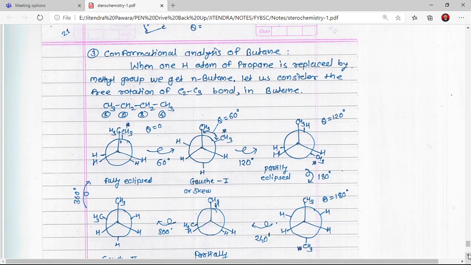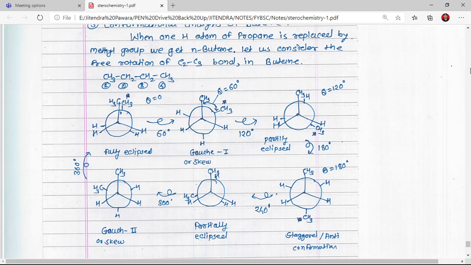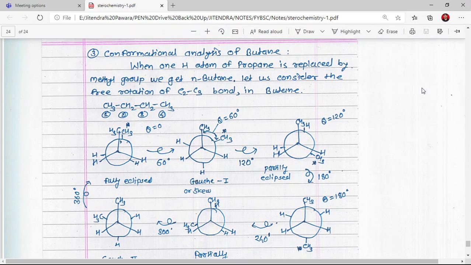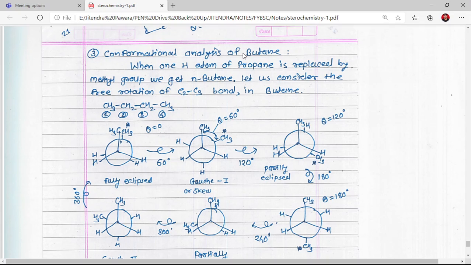Now students, today I am going to teach you the conformational analysis of butane. When a hydrogen atom of propane is replaced by a methyl group, we get n-butane, or butane.